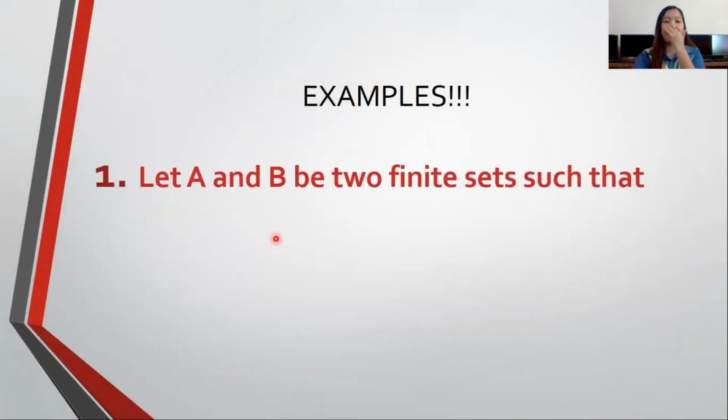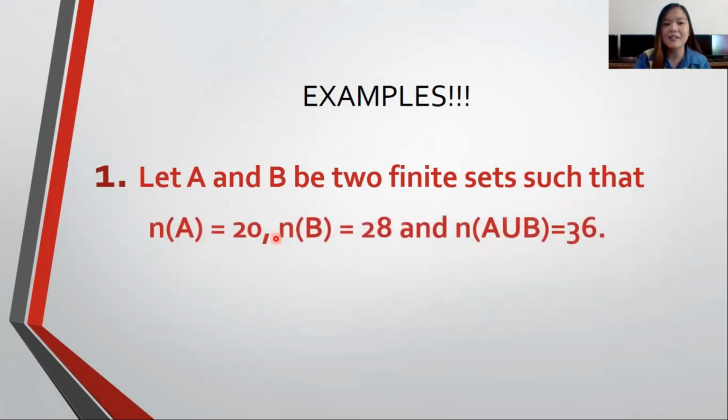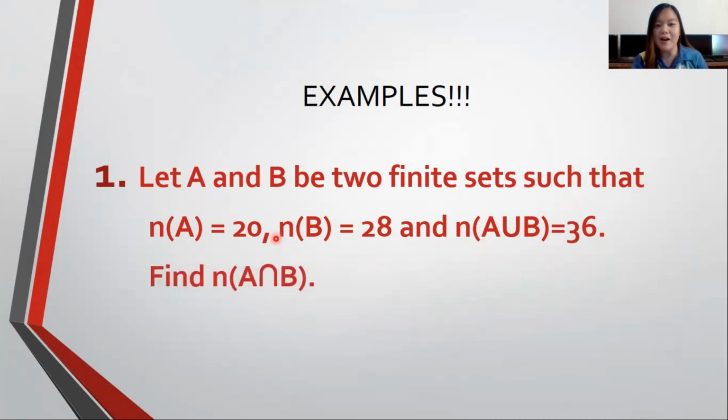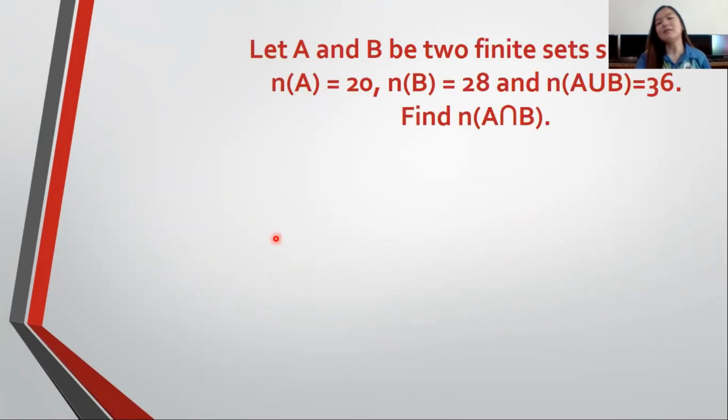Example number 1. Let A and B be two finite sets such that the cardinality of set A equals 20, the cardinality of set B is 28, and the cardinality of the union of A and B is 36. Now, you are asked to find for the cardinality of A intersection B.